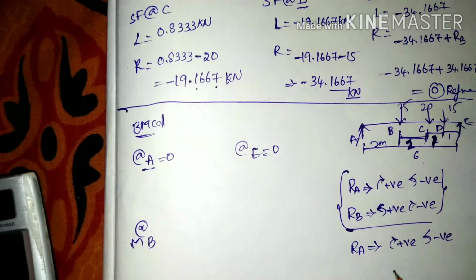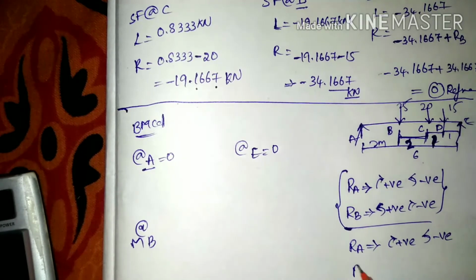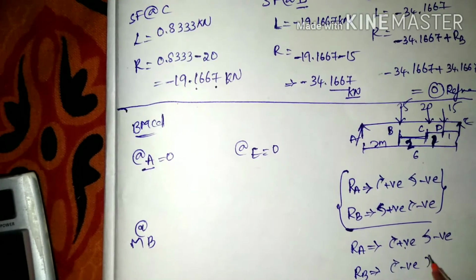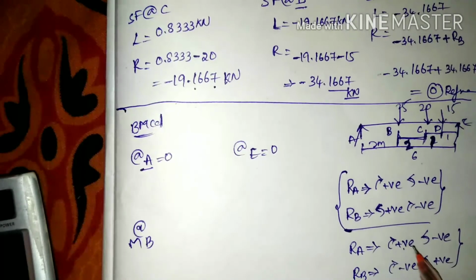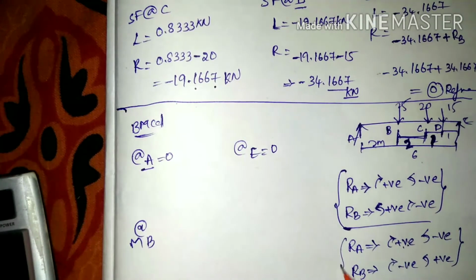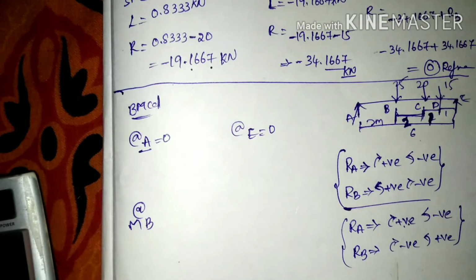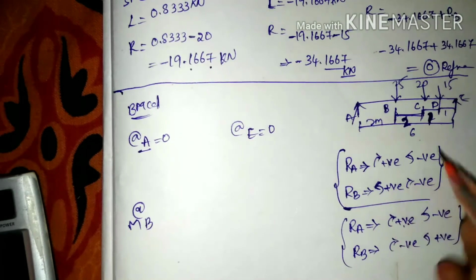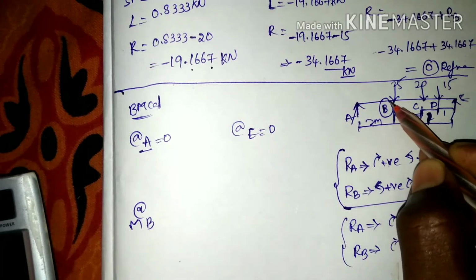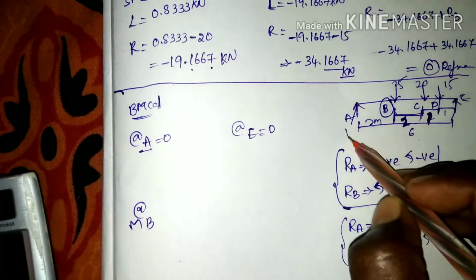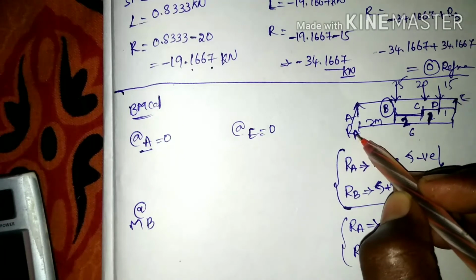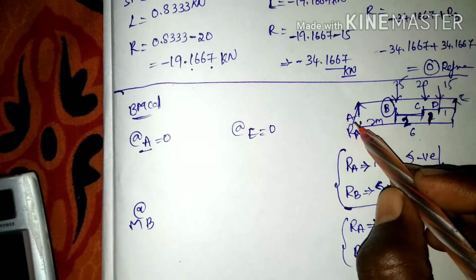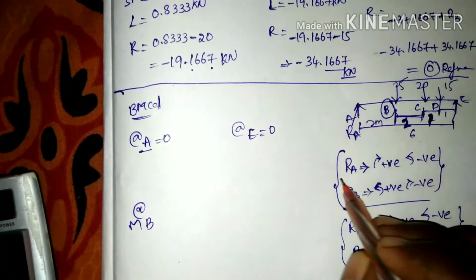And next, if I am going to take the moments from RB, clockwise is negative and anti-clockwise is positive. Just change the sign conventions. It is easy to remember in this way. Here, for the moment about B, I have the nearer value of RA, so I am going to take the moment about B from RA, since I am going to follow this.